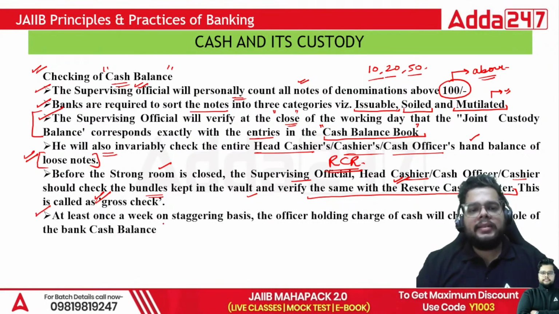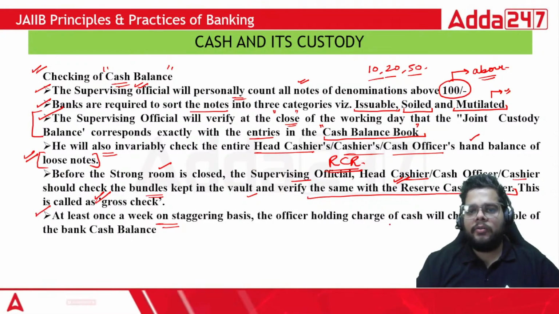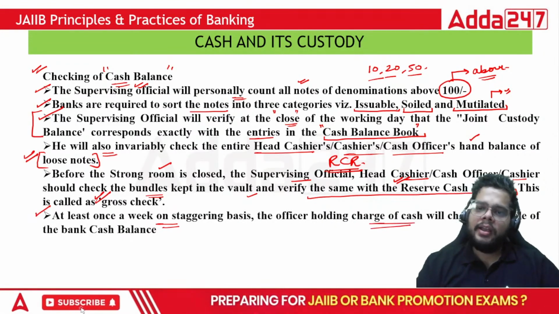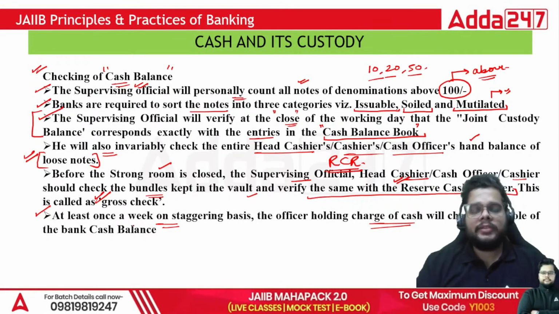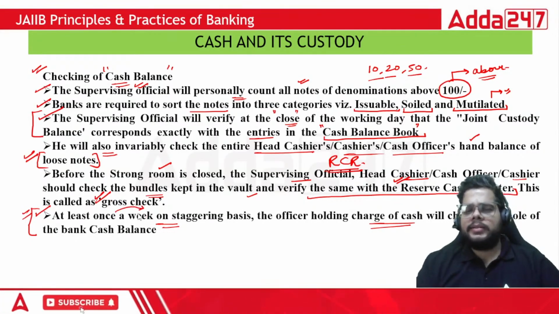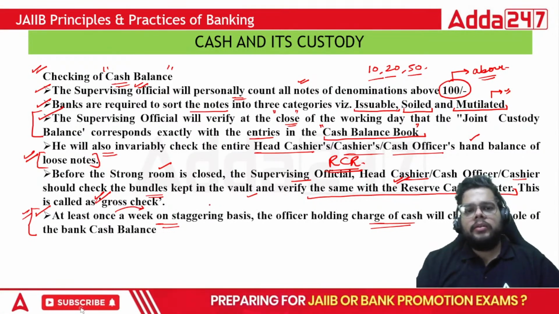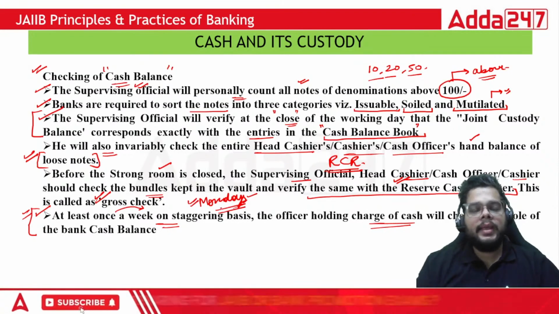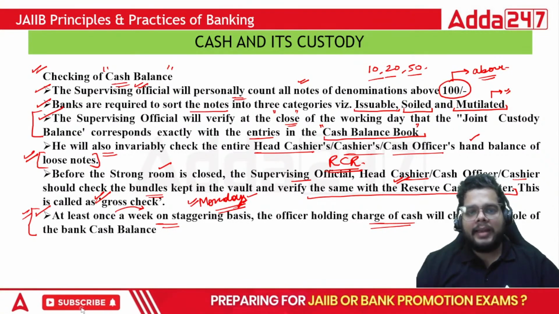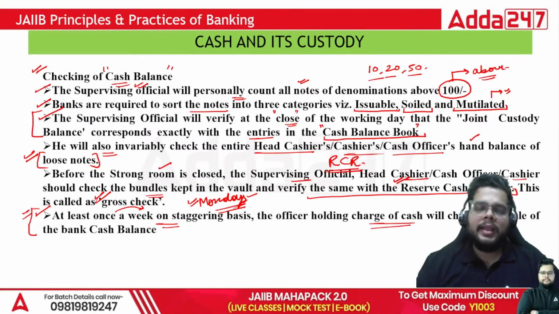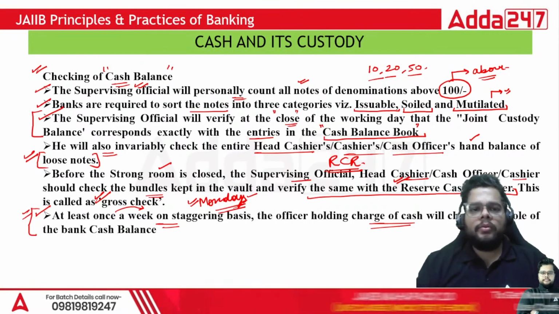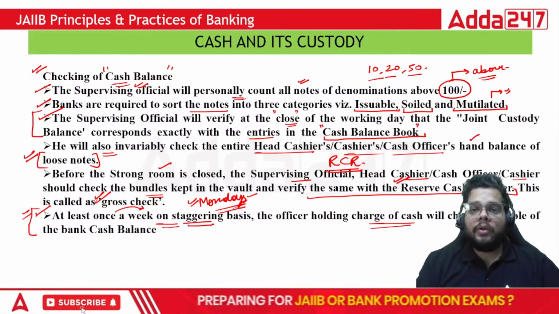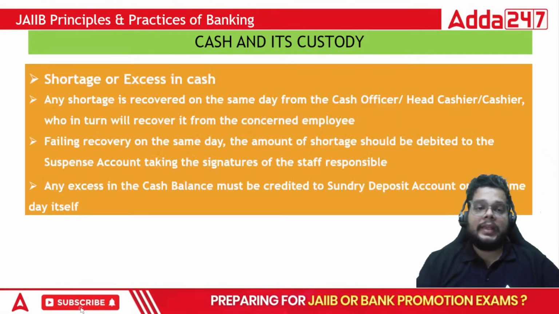At least once a week on a staggering basis, the officer holding the charge of the cash will check the whole of the bank's cash balance. Fine. So the entire bank's cash balance will be checked at least once a week, and it's a norm. You can say that we keep Mondays for that. Certain branches are very much regular. Mondays are the days on which we will be checking the entire balance of our branch. And there will be certain branches who will be doing it on a staggering basis, meaning randomly on any day of the week.